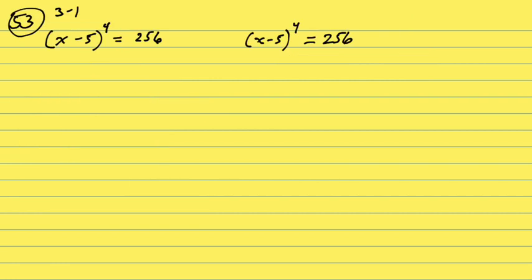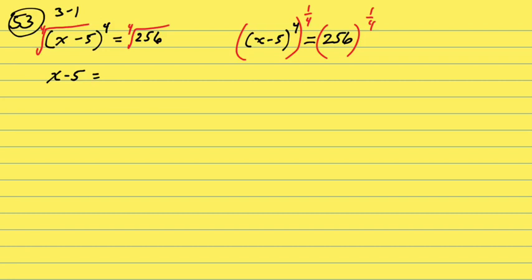Okay, after 51, we're going to look at 53. To get rid of a fourth power, we have to do the fourth root. If I do it to one side, I do it to both sides. The fourth root is the same as raising it to the 1/4 power. I'm doing the same problem parallel to each other, one using the root, one using the fractional exponent.